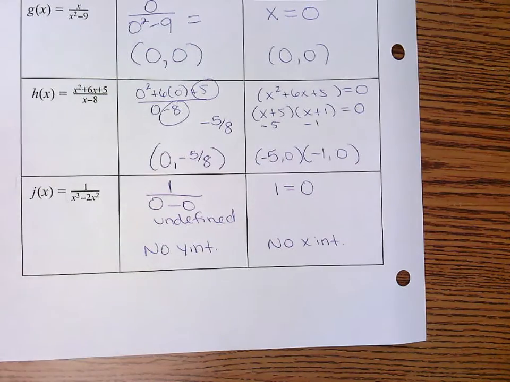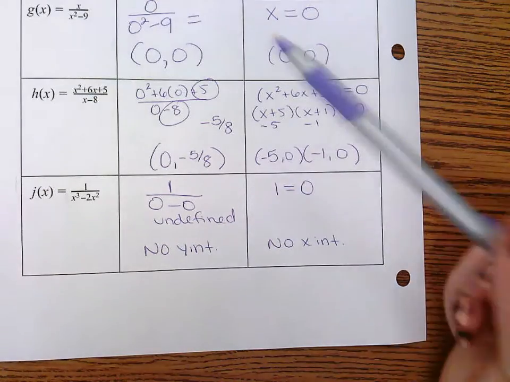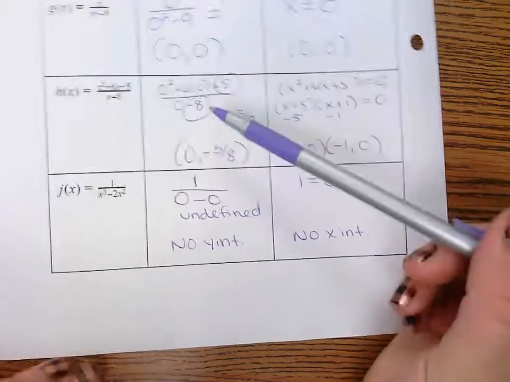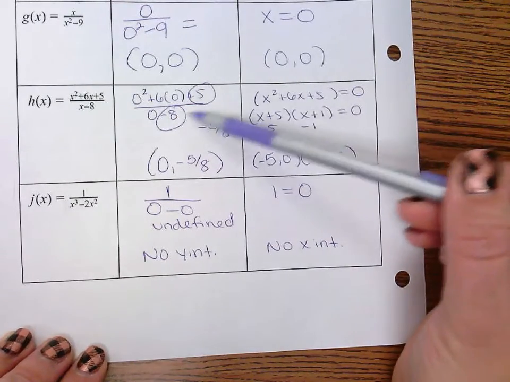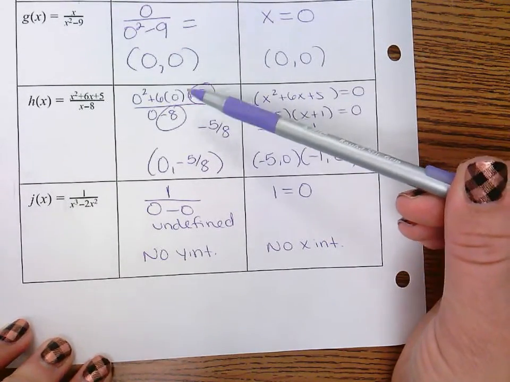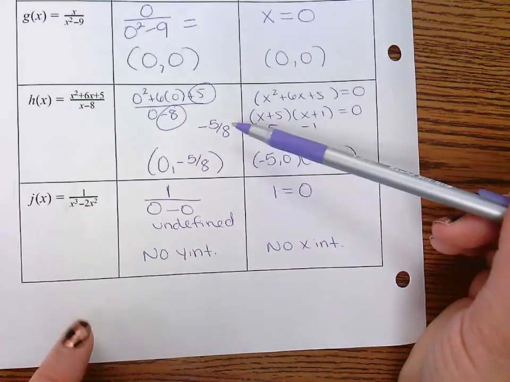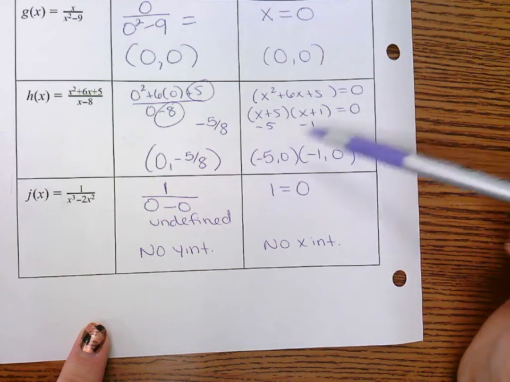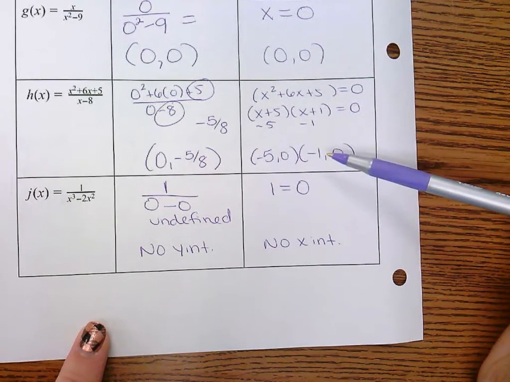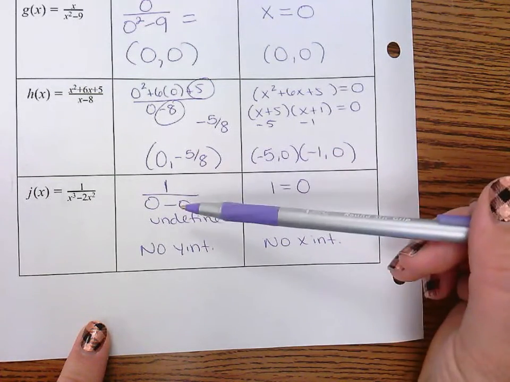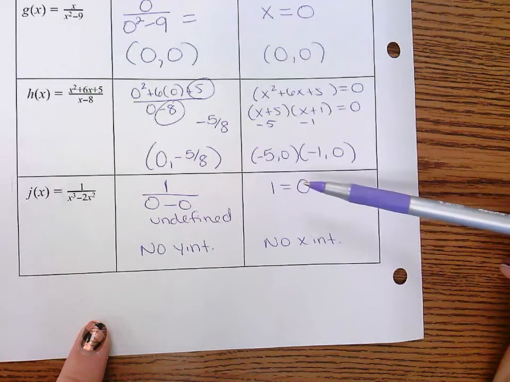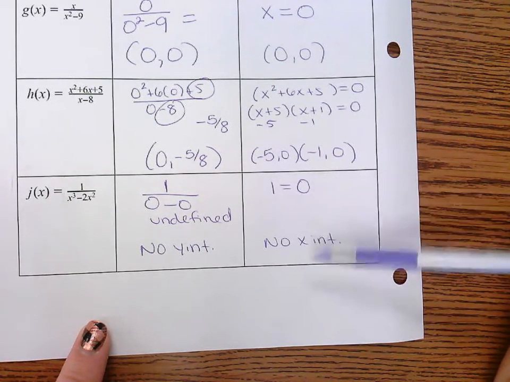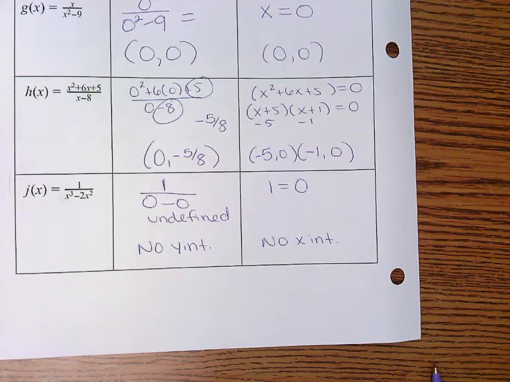So here's what I got. I plugged in 0 and got negative 5/8. If you have a negative in the denominator, it just makes the fraction negative. If you had a negative in the numerator and a negative in the denominator, it would be positive, right? And then this one factored into x plus 5, x minus 1. So my two x-intercepts would be at negative 5 and negative 1. And then the denominator was undefined, so no y-intercept. The numerator was fixed at 1, so no x-intercept either. And so there we have our intercepts.